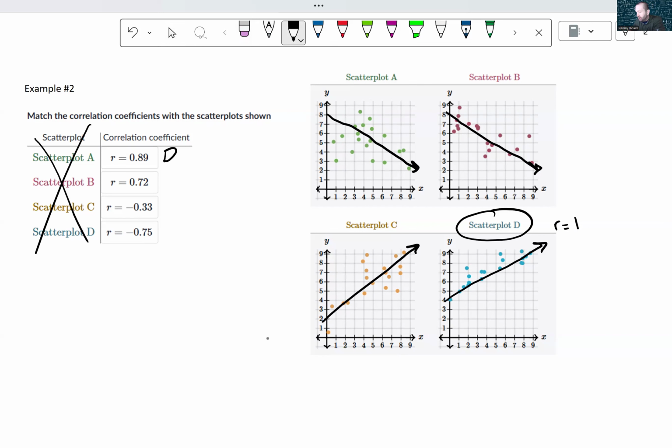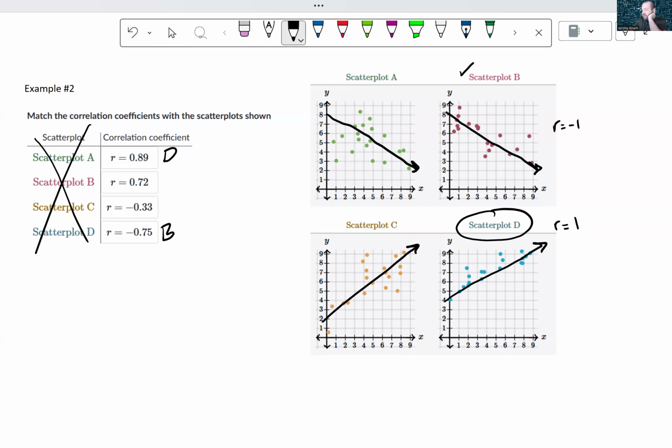Okay, now we can look at the closest to -1. It looks like we have A and B are both negative, and for scatter plot B the data points look closer to the line of best fit. So that would be the closest to R equals -1. Now we're going to go back to our answer choices. -0.75 is closest to -1 of the two negative answer choices. And so that's going to be answer choice B.